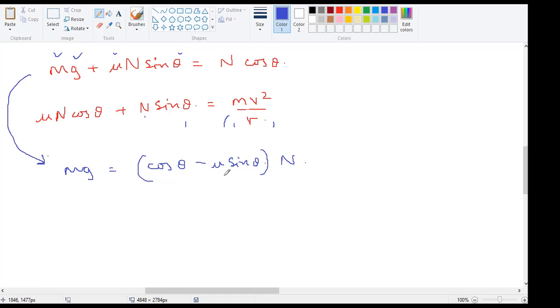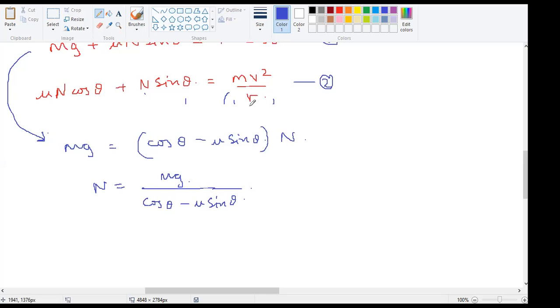This goes on the other side, do the math and we'll get this. I want to replace n here. So n is equal to mg by cos theta minus mu sin theta. So I'm going to substitute n in this second equation. And that's what in mathematics you call the elimination method. So basically I'm trying to eliminate the n. I'm not interested in finding n, I'm interested in finding the V max.